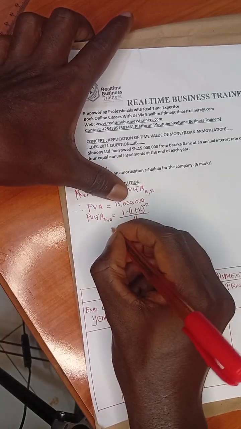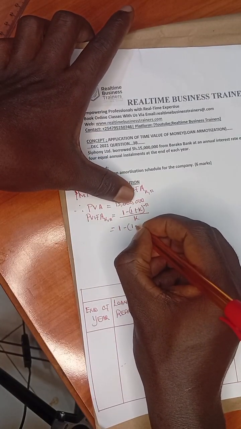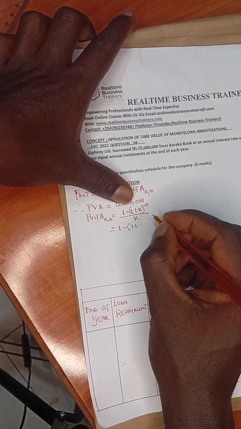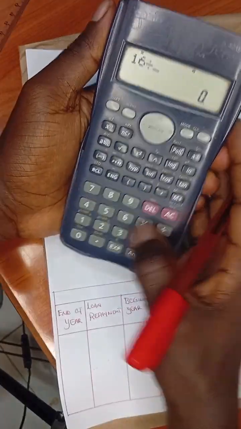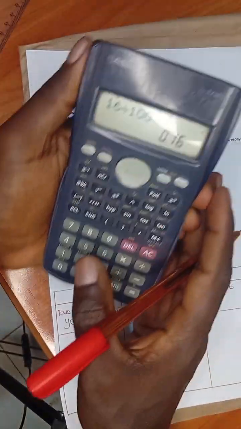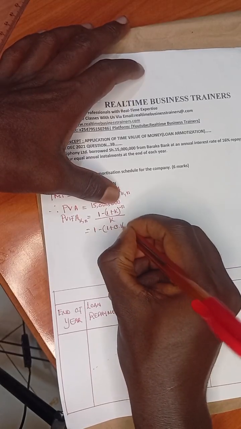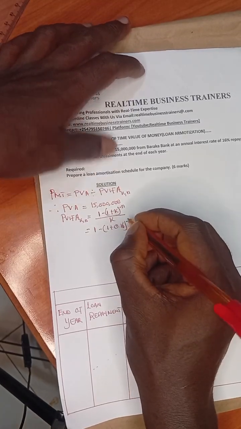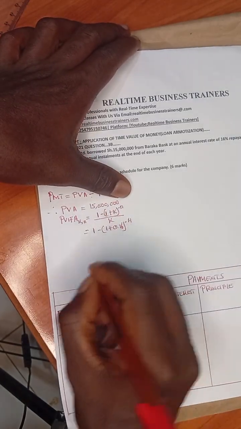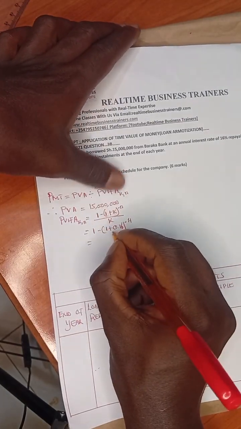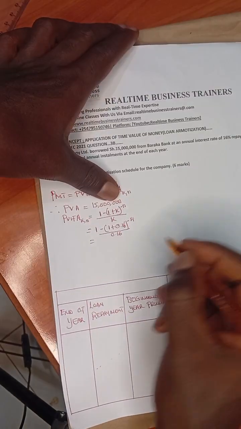In our case, we substitute: 1 minus 1 plus our K, which is 16%. Let's calculate with you: 16 divided by 100 is 0.16. I hope you can see. So 1 plus 0.16, power negative 4, because it is 4 equal annual installments, all over 0.16, that is the percentage.